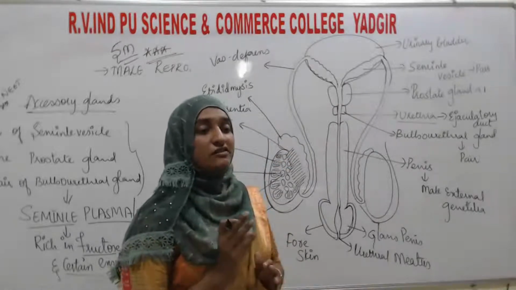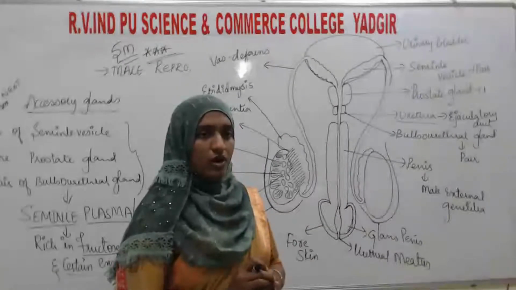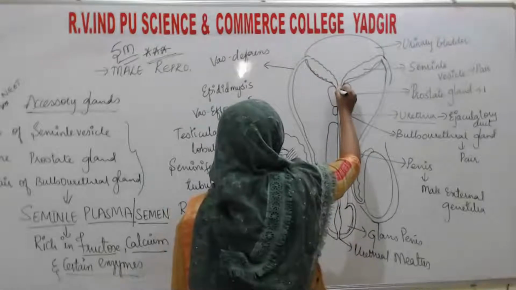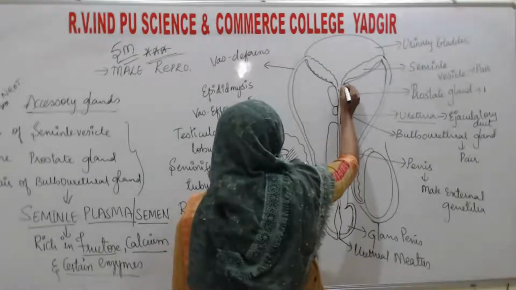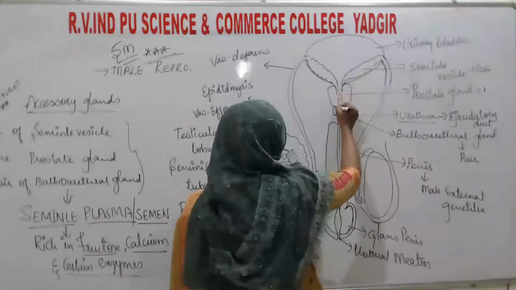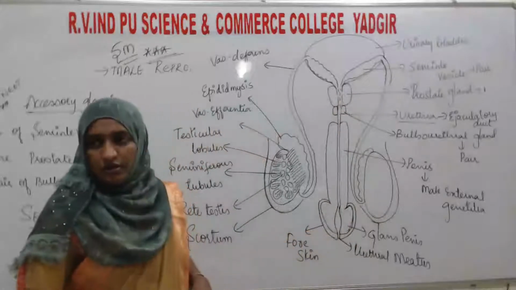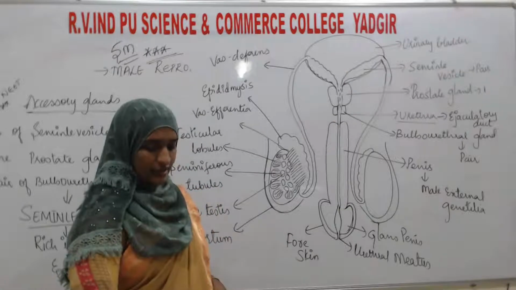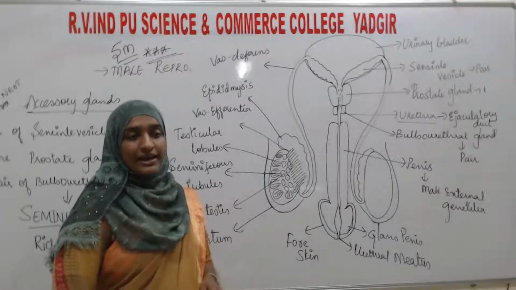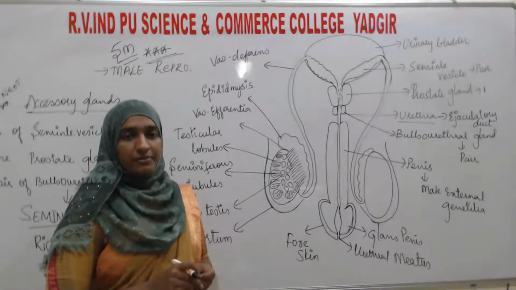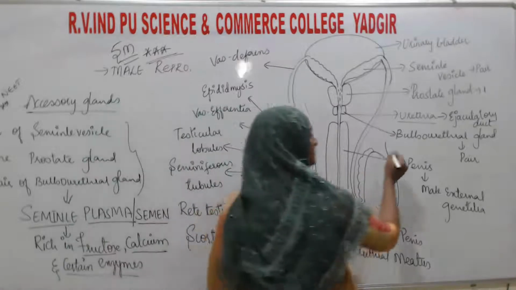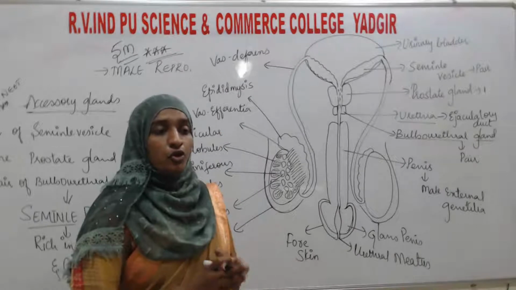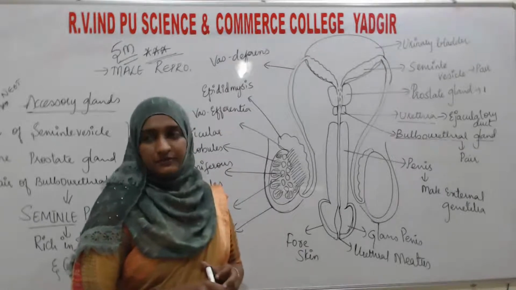It nourishes the sperms. Where? In the urethra, because sperms are going to be transmitted in this way, in the urethra. So whatever the secretions of these are, they are going to nourish these sperms during ejaculation. The next term here: the secretion of the bulbourethral gland helps in the lubrication of the penis. Whatever substance is secreted from the bulbourethral gland helps in the lubrication of the penis.